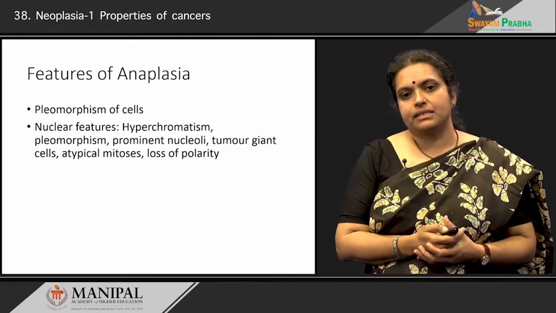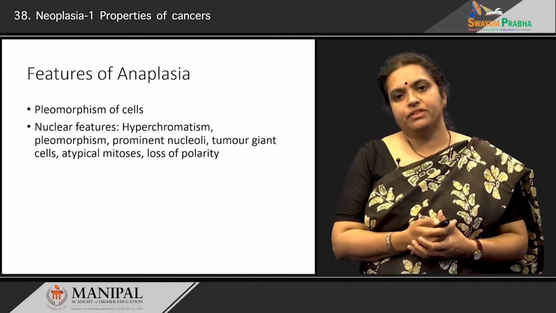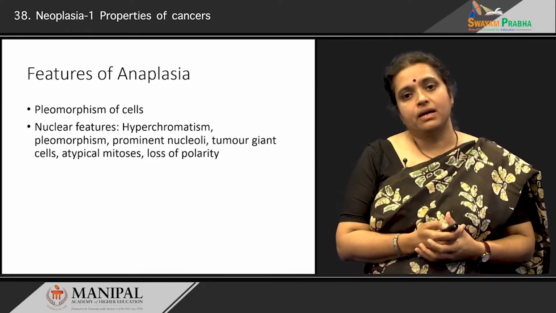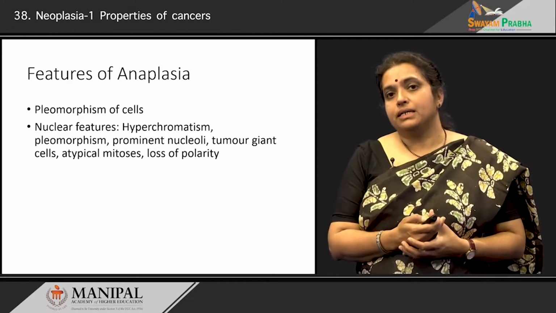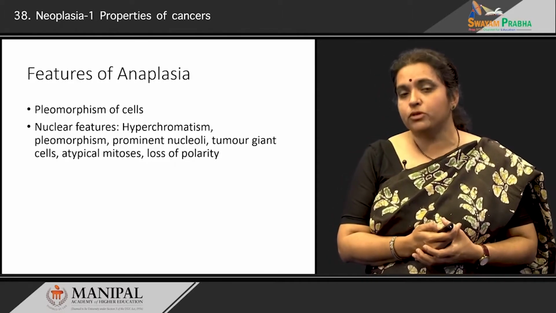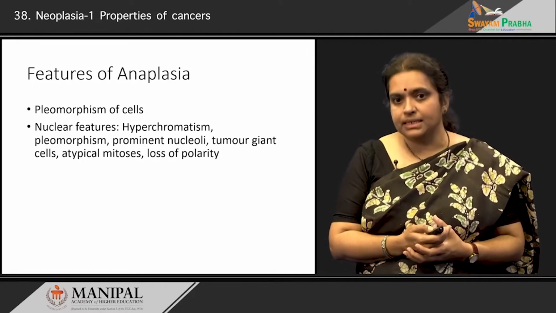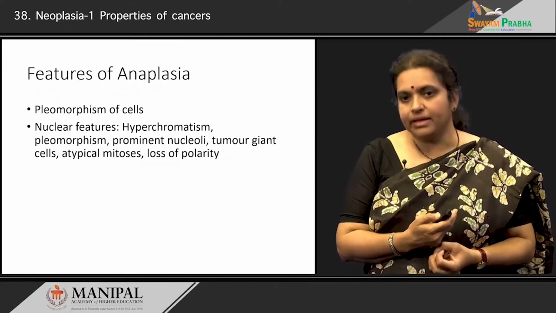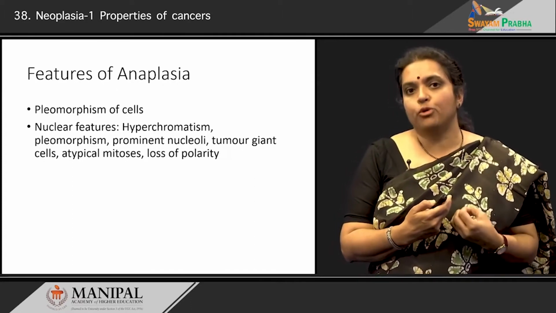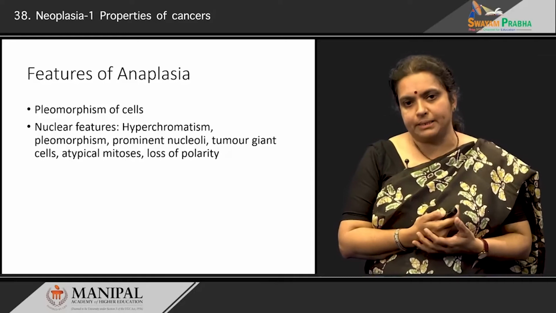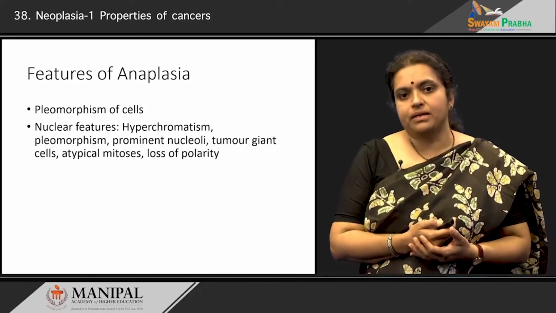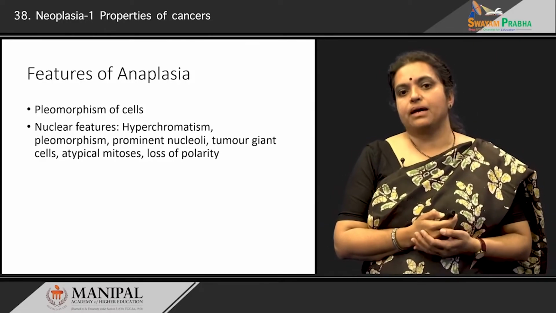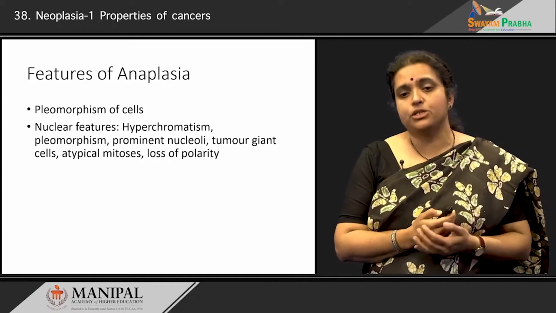The second feature is nuclear features. You have different nuclear features that point towards anaplasia. For instance, you have hyperchromatism, or a darkly staining nucleus, more dark than what it normally is. This is understandable because a malignant cell has more DNA, so it will also look more blue, or more hyperchromatic. It will show pleomorphism. In other words, even the nuclei will show differently sized shapes and sizes from cell to cell.